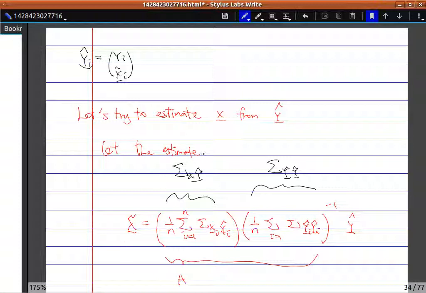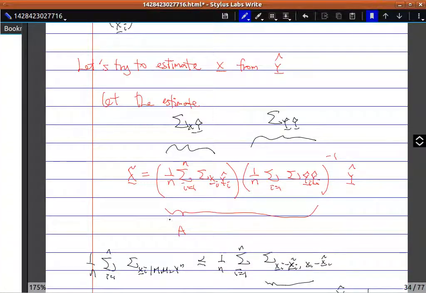So the estimation function we'll use is a linear estimation function, where the estimate is equal to a times y hat. You can see each of these is actually just sigma xy hat and sigma yy hat. So this is actually the average of sigma y hat over all time instances, and similarly for this one also.